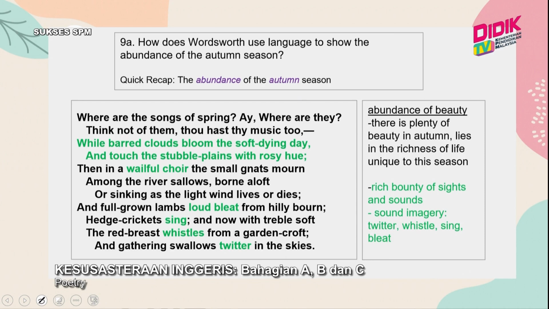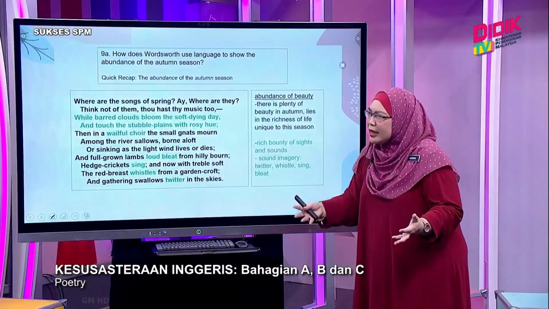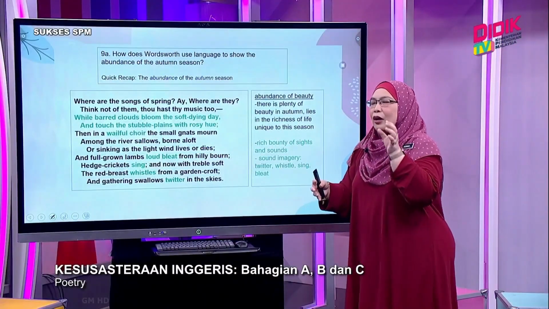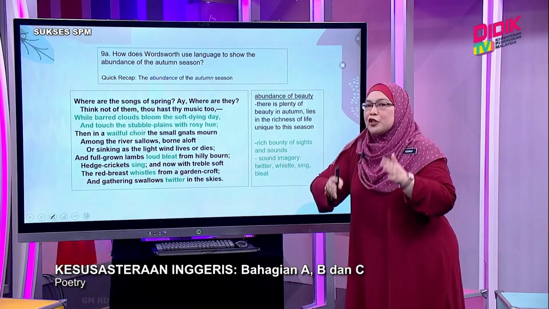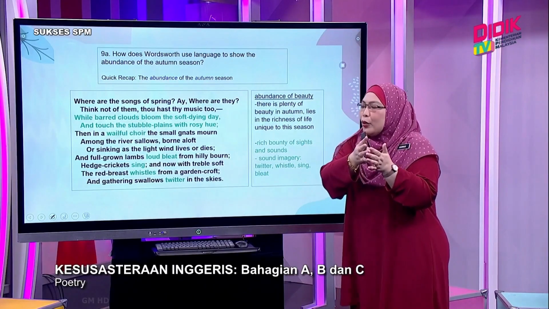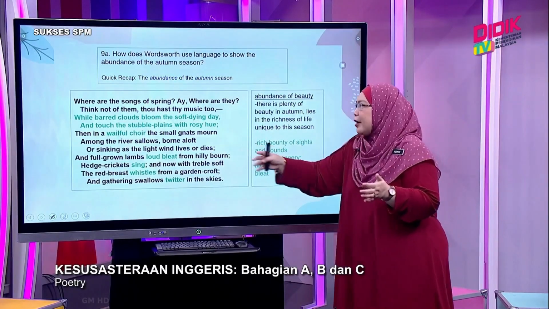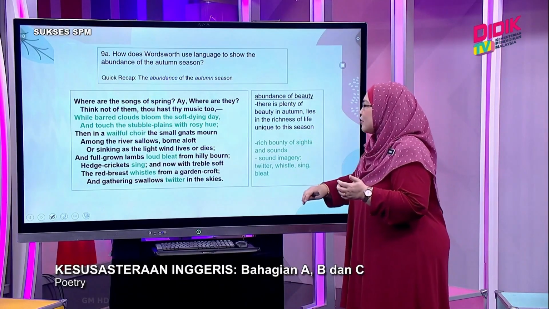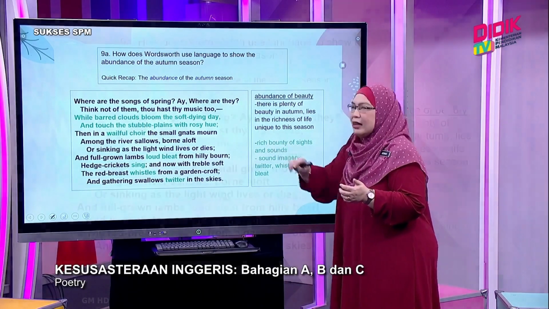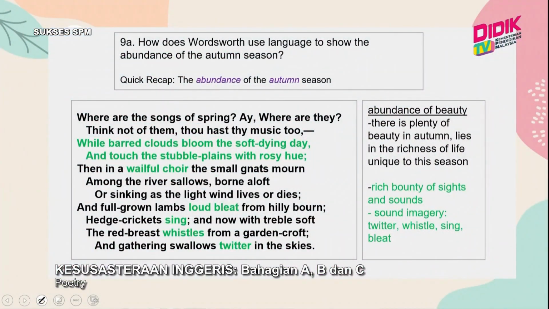All right? A lot of kids will ask, what do you mean, Cikgu? What do you mean by unique? So I always have to say, autumn has a role to play, a special and unique role with the other three seasons. So when you get to the bleat of the lambs, the singing of the crickets, the whistling of the robins, those are all sounds that you can only hear during autumn. Right, definitely, and that's what makes autumn special.